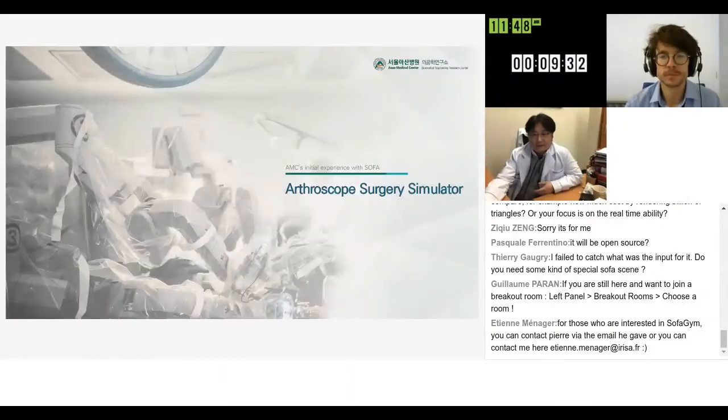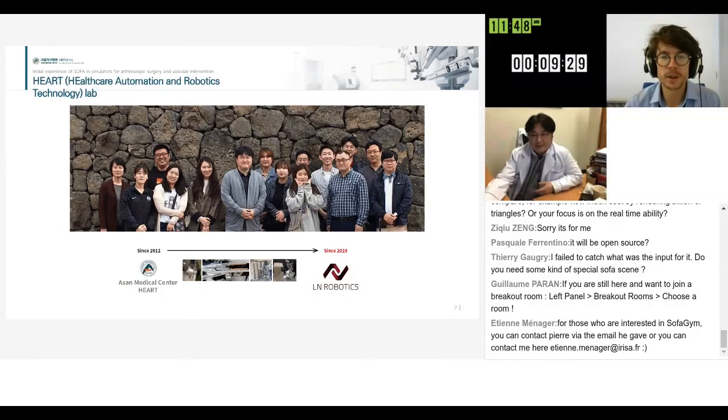Can you see the slides? Yeah, we can see the slides passing. Yeah, it takes some time.